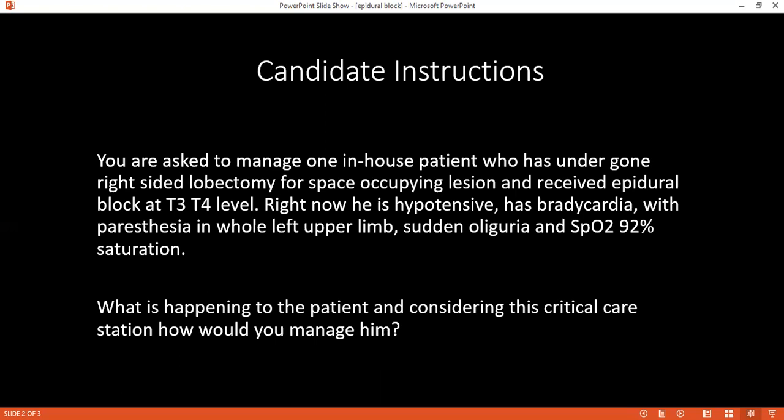How would you determine that the patient is suffering from overdose or toxicity once you are giving an epidural block? Overdose signs are bradycardia and hypotension. These are the two factors that indicate overdose toxicity.